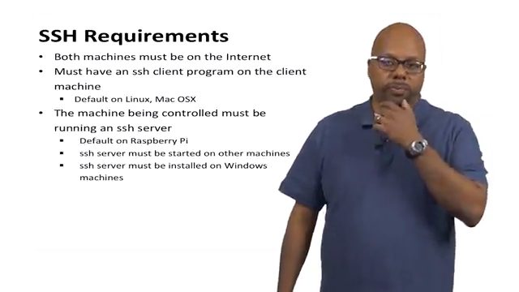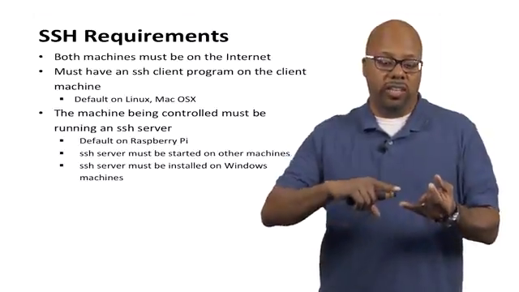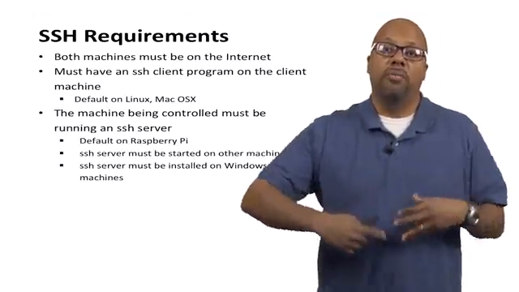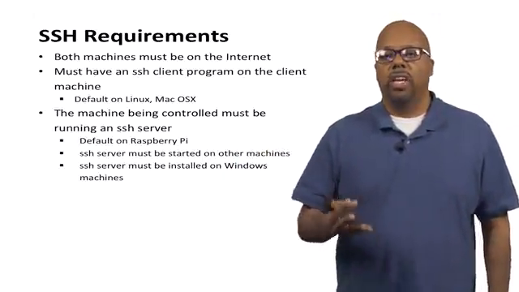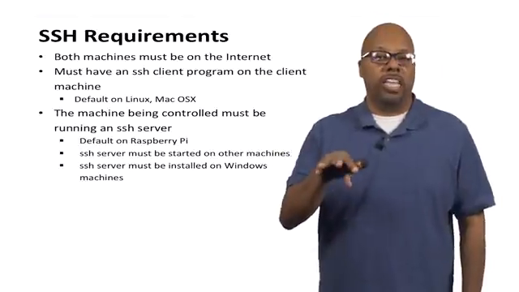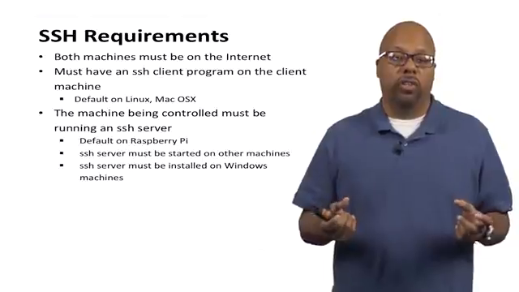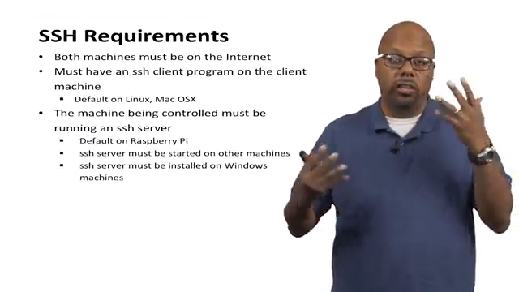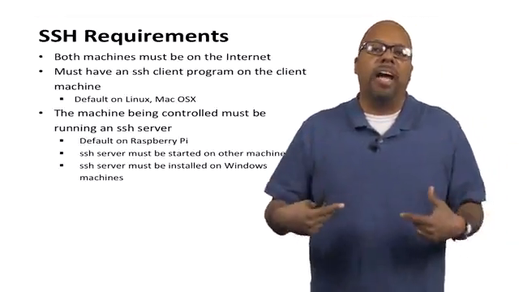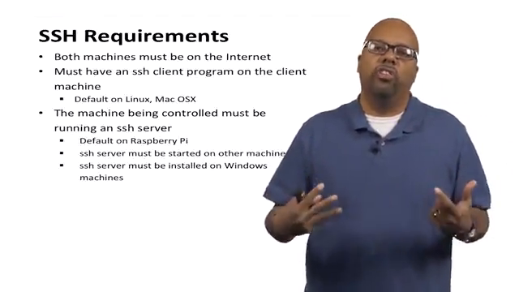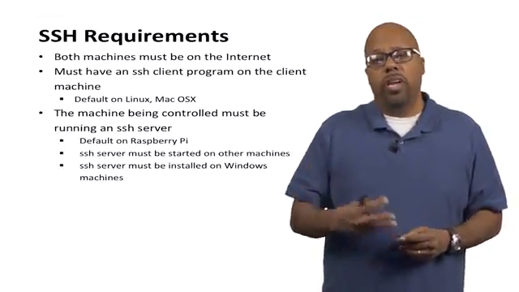Okay, so next requirement, the machine being controlled has to be running a Secure Shell server. So not only does it have to have a Secure Shell server program installed, but that has to be executing when you want to do the connection. This is actually default on the Raspberry Pi, on Raspbian specifically. When you start Raspbian, it has a Secure Shell server, a daemon as they're called in Linux or Unix, running by default. As soon as you boot up your Raspberry Pi, one of your background processes is this Secure Shell server that's just sitting there running, waiting for connections. So in Raspbian, that's default.